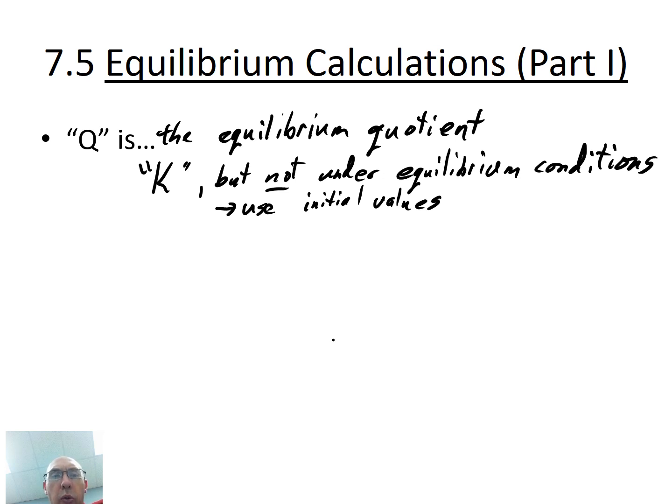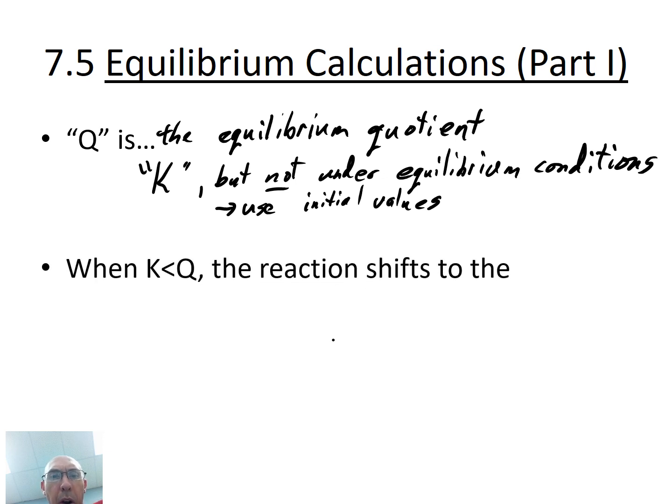The question then is, well, what's the purpose of Q? Well, we're going to compare it with values of K. Under this circumstance, the value K would be given at a certain temperature. You'd calculate Q for a particular set of reactant concentrations and product concentrations, and this would mathematically tell you where the equilibrium expression was, but under non-equilibrium conditions.